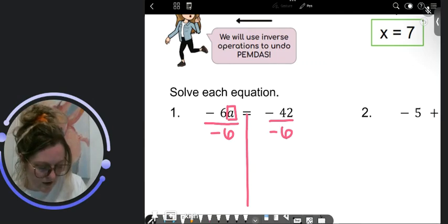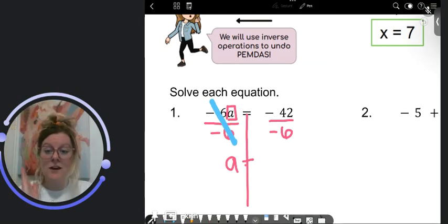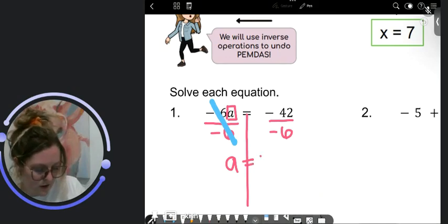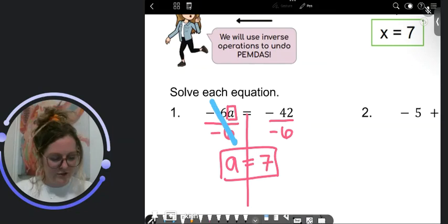On the left, they're going to cancel each other out, so I'm going to be left with an a. And then on the right side, make sure you put that in your calculator correctly. Negative 42 divided by negative 6. Two negatives make a positive, which gives me 7. All right, let's go on to the next one.